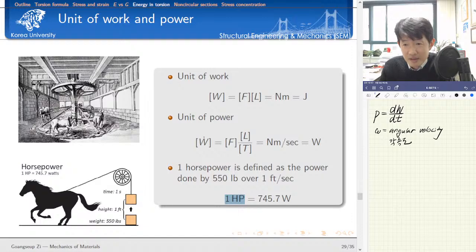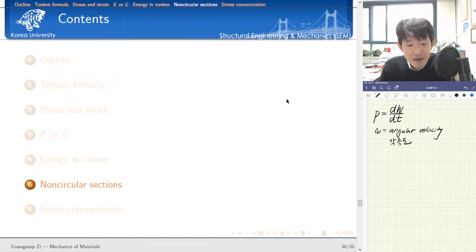Any questions? All right, so this is the part for the energy in torsional problems. Let me take a 10 minutes break and we'll go to the next subject. The next subject is non-circular sections. So let's take a 10 minutes break here.